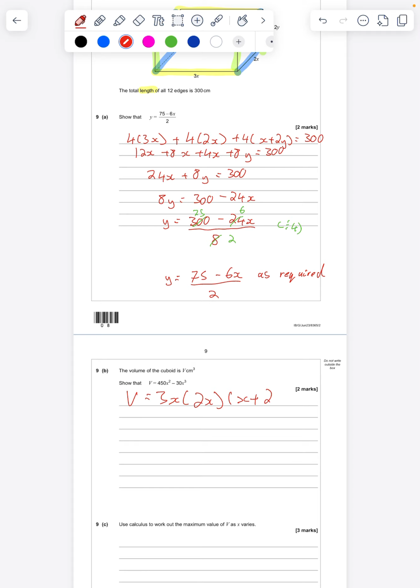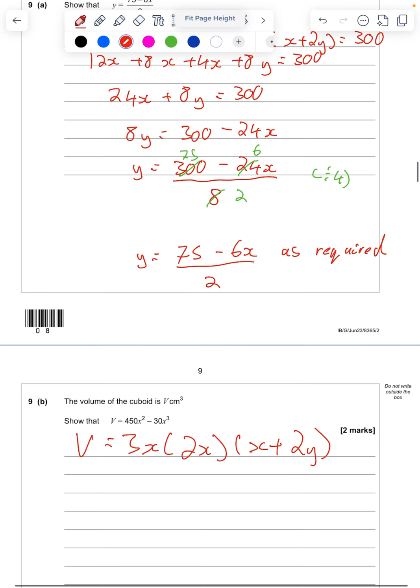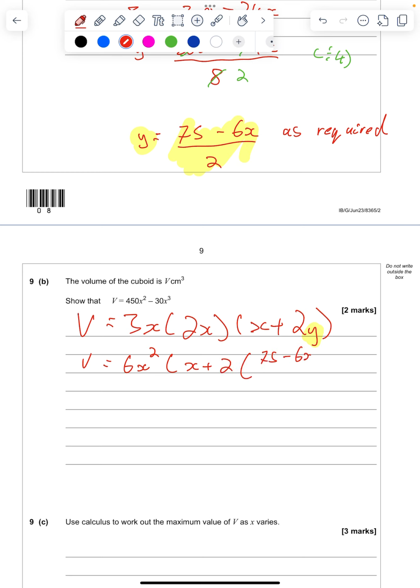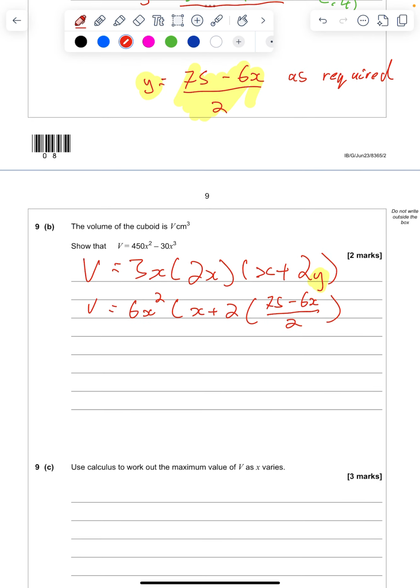And you can see in the question, there's no y in this. I've got y here, but I'm going to be substituting in this for y. So I can now put in this y value, so this stuff in here, in for this y. Then the whole thing will be in terms of x. So V is going to be equal to 6x squared times by x plus 2 lots of 75, take away 6x over 2. Which is written a bit weirdly, isn't it?